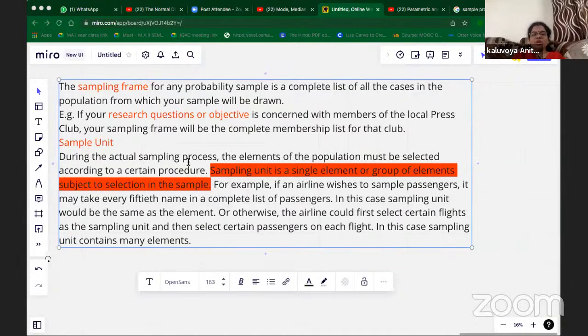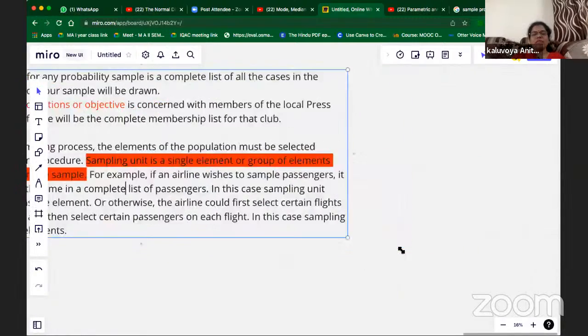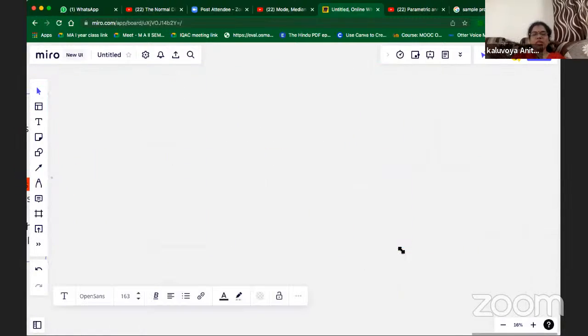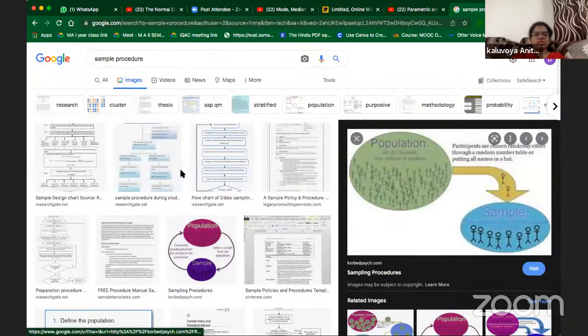So now let us come to the main thing. With this, we are done with the sample, how to understand it and all that. Let us understand.